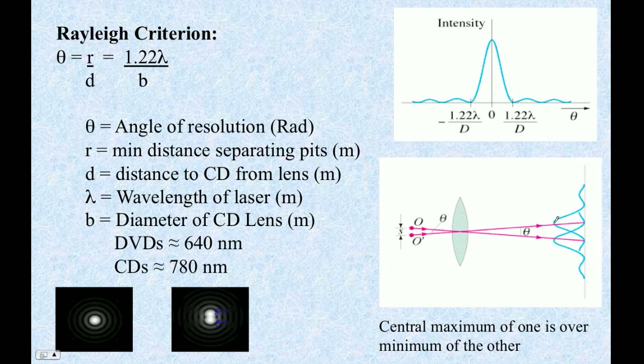What this does is it basically places the maximum of one on the minima of the other one. And when that is the case, then we feel like we can resolve them.